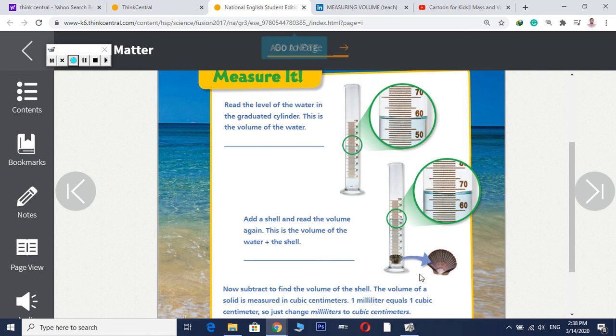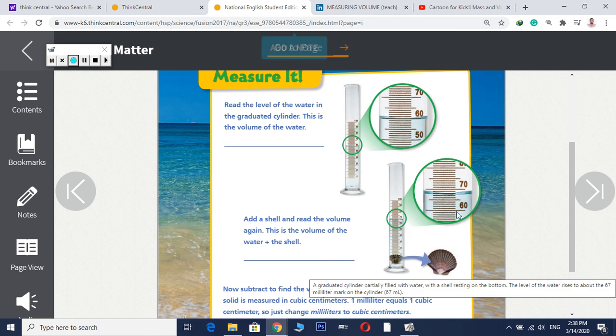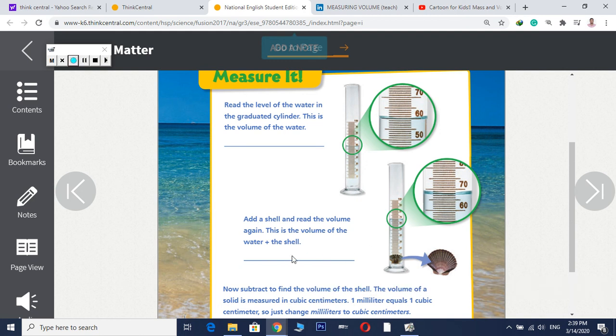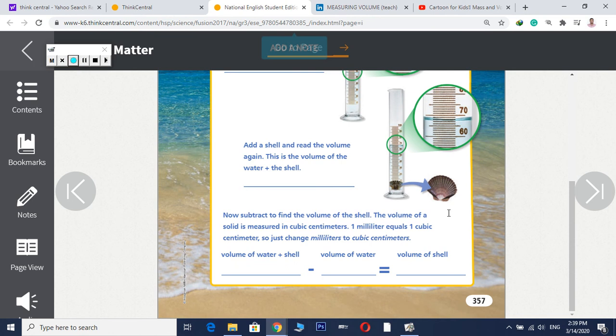Now I put the shell and this one becomes 68. Yeah, so the water plus shell equals 68. So can I find the shell alone now? Yes, it will be 68 minus 60 equals 8. So the shell will be 8. Now, cubic centimeter or milliliter? It is solid, so it would be cubic centimeter. It is 8 cubic centimeter.